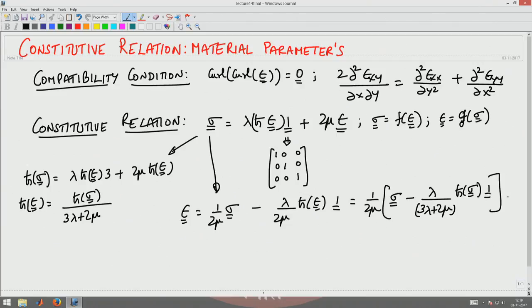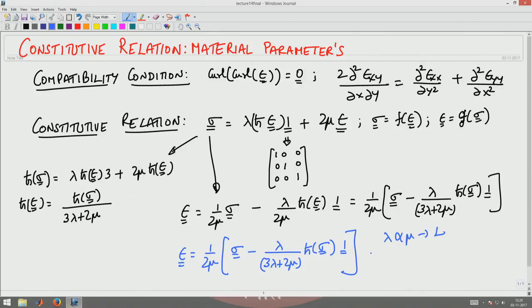So, the final expression for strain which we will carry forward is the following: epsilon is given by 1 by 2 mu times sigma minus lambda by 3 lambda plus 2 mu trace sigma identity tensor. This expression we will carry forward. Now, you have to devise experiments or techniques to find these material parameters lambda and mu, where lambda and mu are called the Lamé constants.